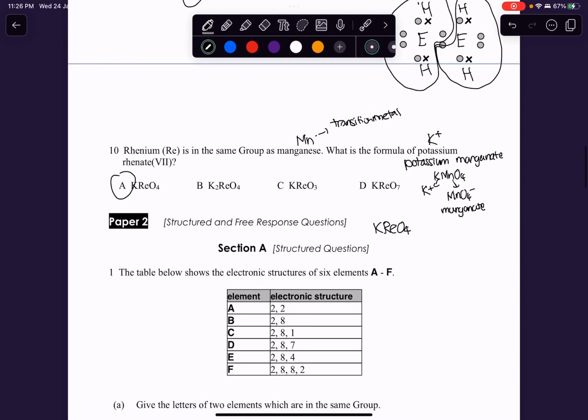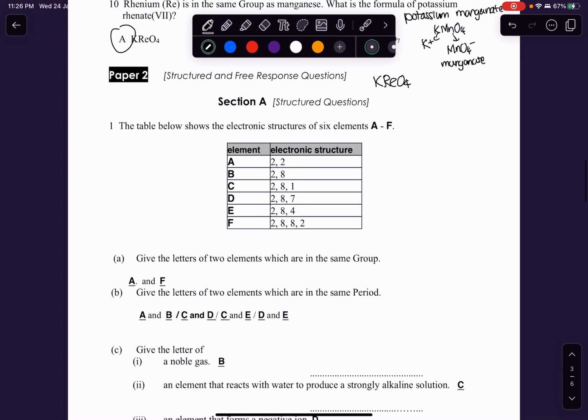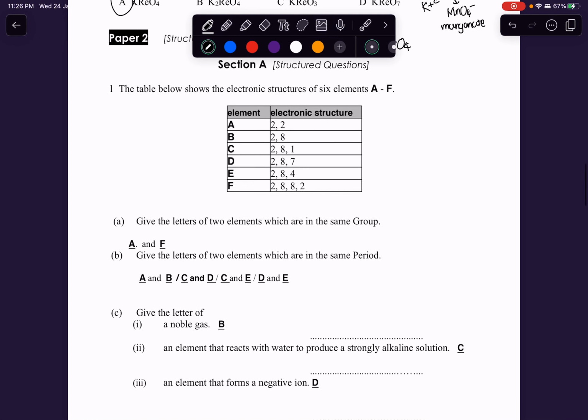So that's it for the MCQ. Next, Section A, structured. The table below shows the electronic structure, so you need to understand the significance of this. If need be, you can outright identify them in the periodic table. So this will be helium, 2.8 would be neon, 2.8.1 will be sodium, 2.8.7 will be chlorine, 2.8.4 will be silicon, 2.8.8.2 will be calcium, if that helps.